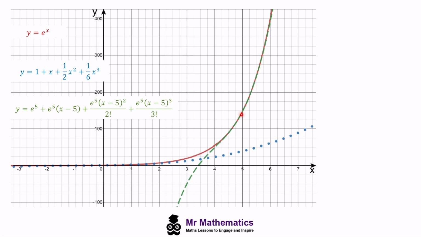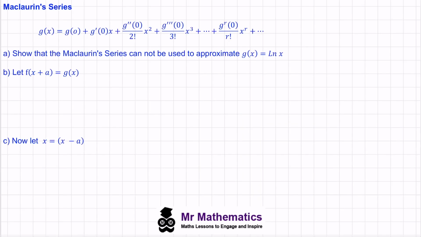Okay, so let's look at how we derive the Taylor series expansion. So here we have a Maclaurin series given as a function g of x, and we've been asked to show that a Maclaurin series cannot be used to approximate the natural log of x. So if we go back to our series, you can see the first thing that we need to do is to substitute 0 into our function, but then the natural log of 0 is undefined. Also, if we were to look at the first derivative, well then that would be 1 over x, and to substitute in x equals 0, again that is also undefined.